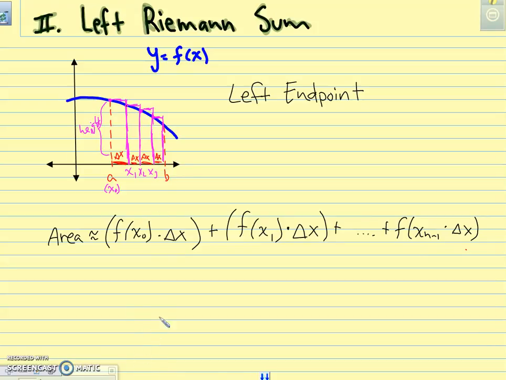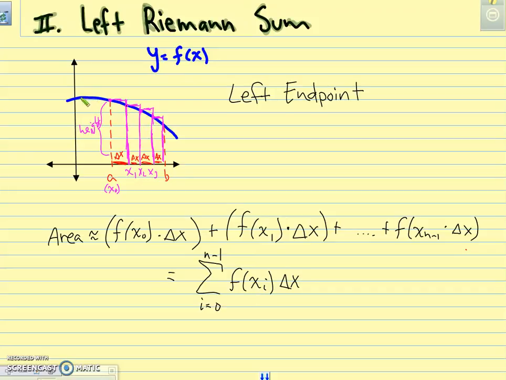So this is the same as the summation of i equals 0 all the way to n minus 1. Remember, this is what indicates that this is a left sum, not a right sum, of f of x sub i times delta x. And that's pretty much what you need to know about the left Riemann sum.